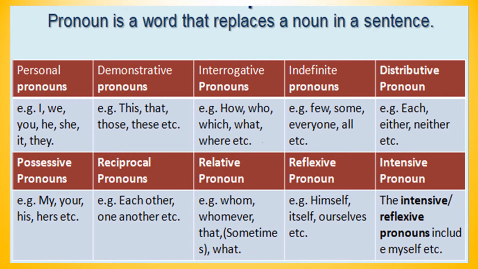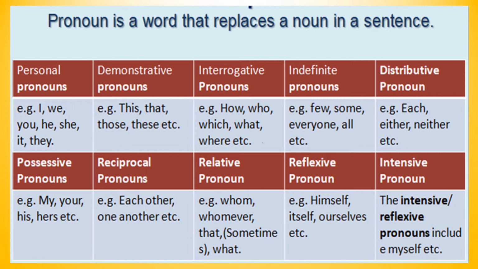Interrogative pronouns are used to ask a question. For example, how, who, which, what, where, etc. Indefinite pronouns are used to express a quantity which is not known certainly, means which is indefinite. For example, few, some, everyone, all, etc.